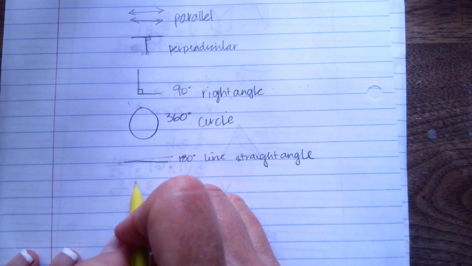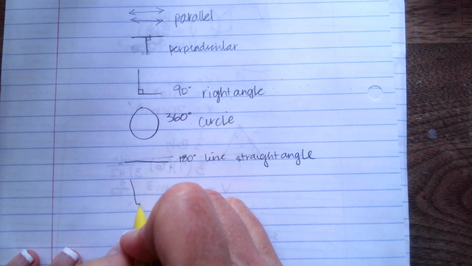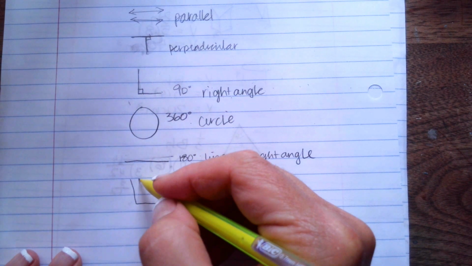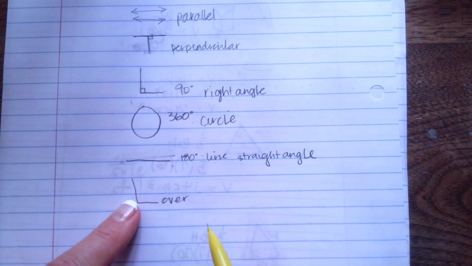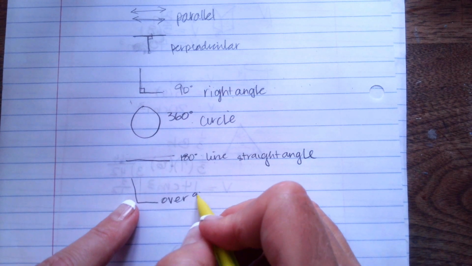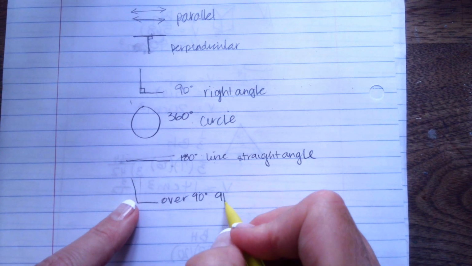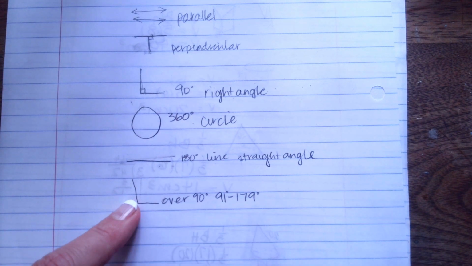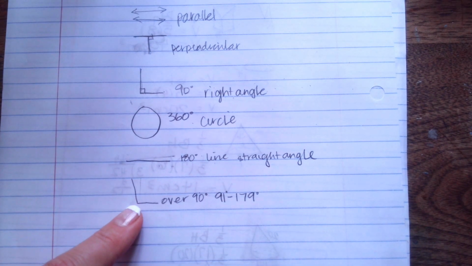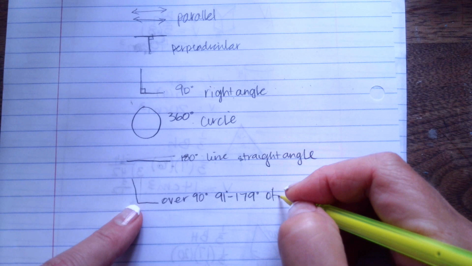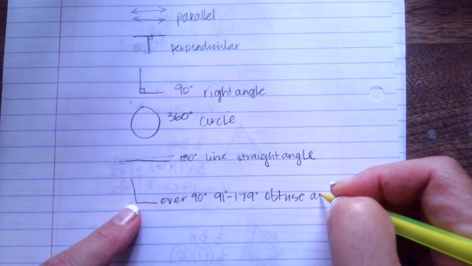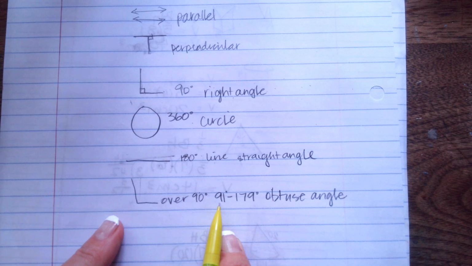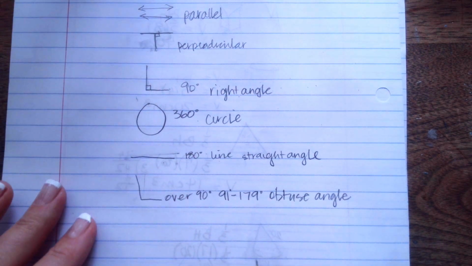And if you have a line that is over, this would be 90 degrees right here. So this is obviously bigger than 90 degrees. So anything from 91 to 179 degrees, because we know 180 turns into a straight angle. This is called an obtuse angle, and it means that it has a measurement of 91 degrees all the way to 179.